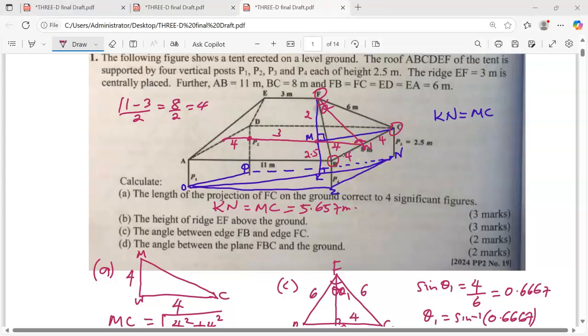Do not forget that the angle we are supposed to look for between FBC and the ground, the common point is W, and therefore we need this angle theta here.